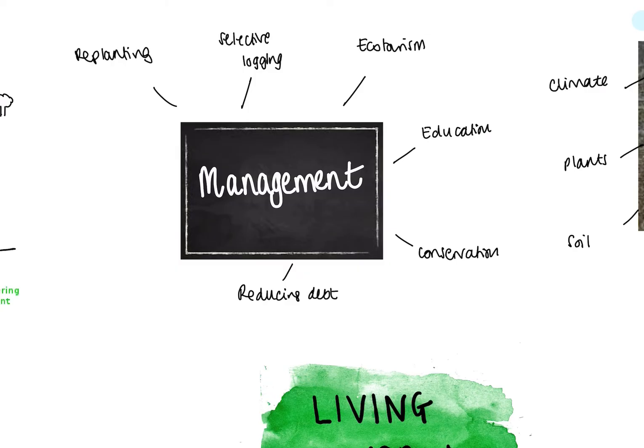Let me explain what I mean by that. So we could cancel debt, so potentially debt with other countries, so that countries don't have to log or farm to repay it. So you can do a conservation swap. So a country's debt could be paid off if conservation is guaranteed.